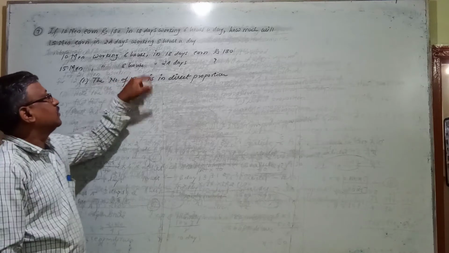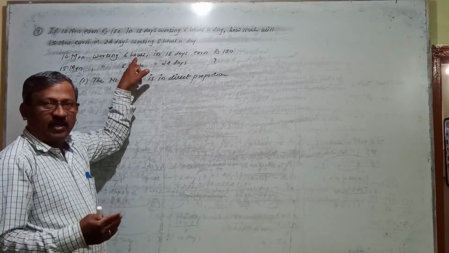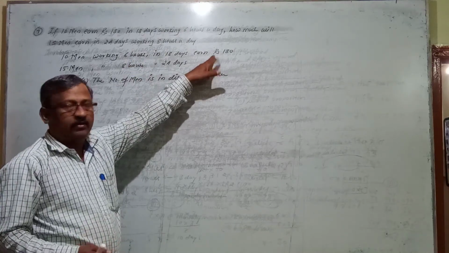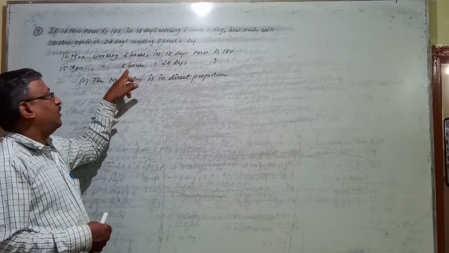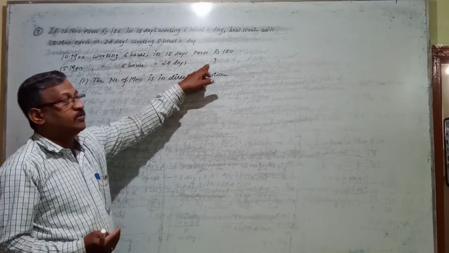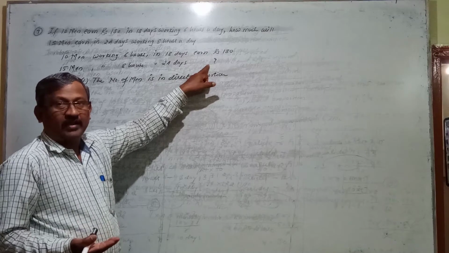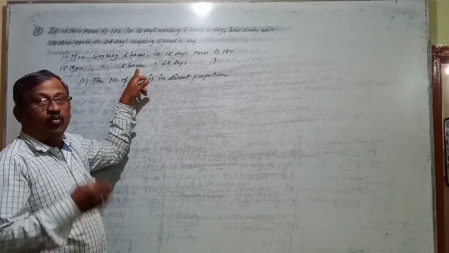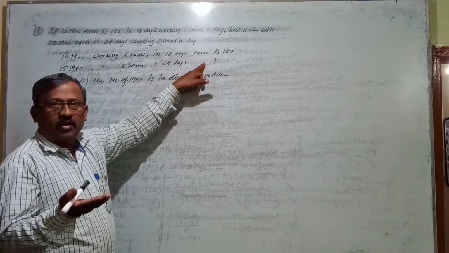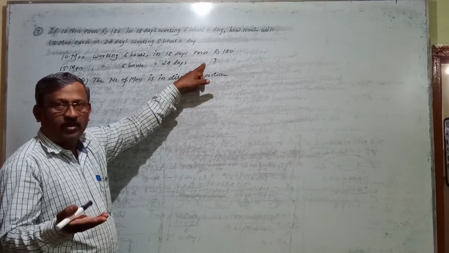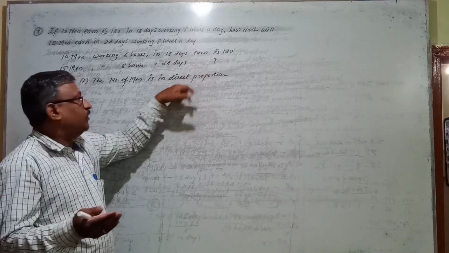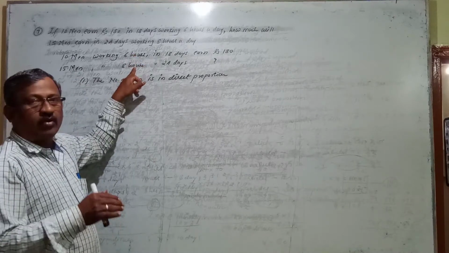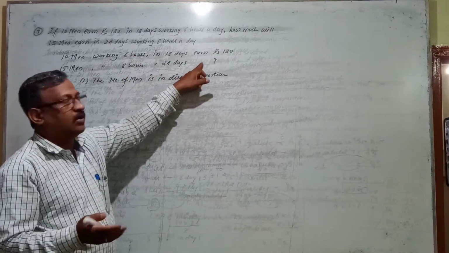In the same manner, now you have to see the number of hours, whether they are in direct or inverse proportion. If they are working 6 hours daily, they can earn 180 rupees. Instead of 6 hours, if they are working 8 hours daily, will they earn more or less? Definitely more, because if you work more hours, your earnings will be more, and if you work fewer hours, your earnings will be less.